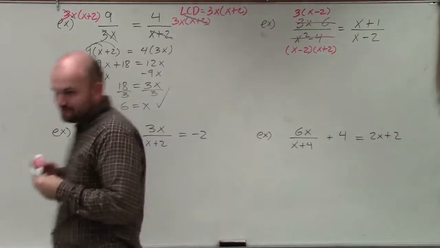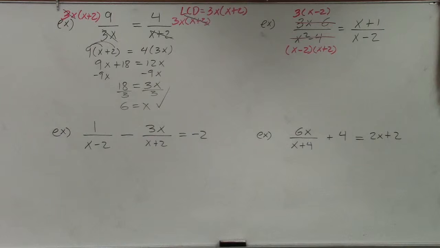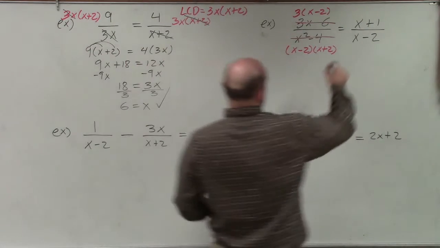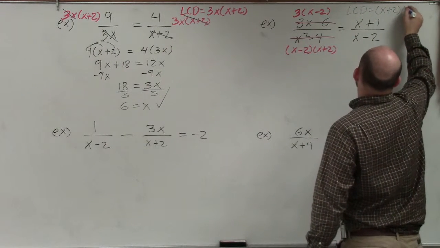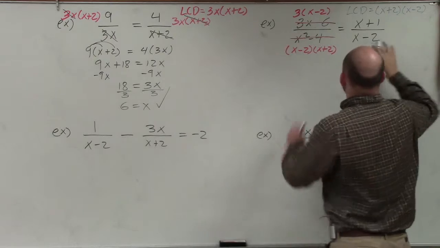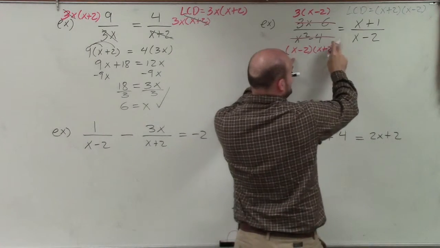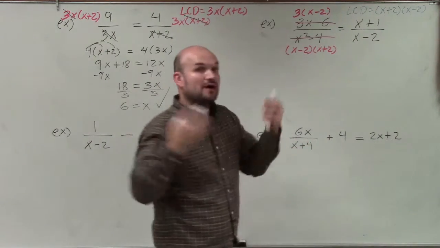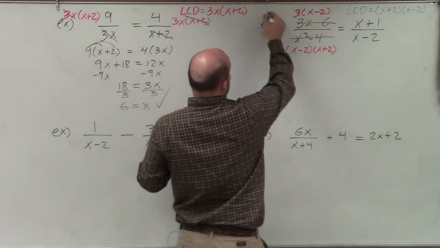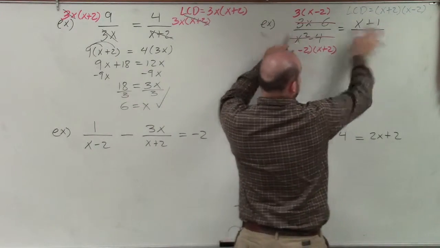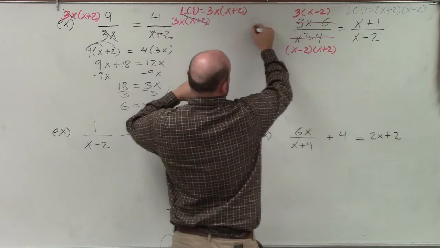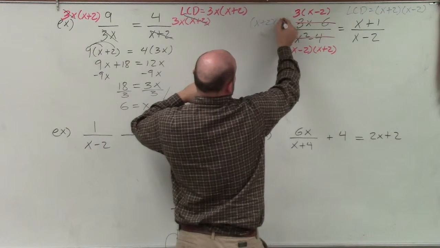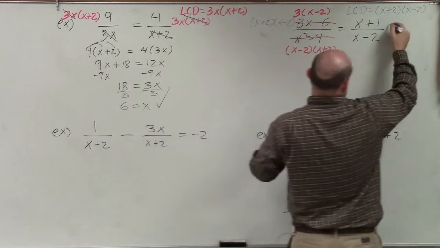So therefore, if I'm going to find my LCD, which I'm going to move here and just use a different color, I'll use blue. My LCD for this problem is going to be x plus 2 and x minus 2. Because both of my denominators share x minus 2, and they share x plus 2. So now, following the same operation I did before, I'm going to multiply both of my terms on both sides by my LCD. I'll just get that out of the way here. So I have x plus 2 times x minus 2.